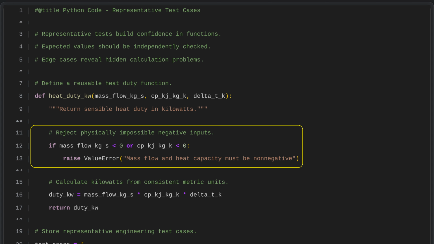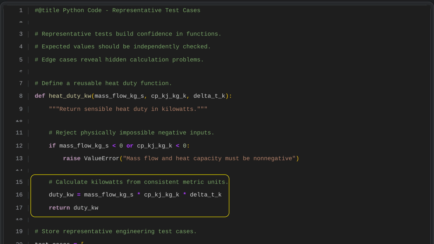The code validates that mass flow rate and heat capacity are not negative. If either input is below 0, it raises an error because these values must be physically meaningful for heat duty calculations. The calculation finds sensible heat duty in kilowatts by multiplying mass flow rate, specific heat capacity, and temperature change. Using consistent metric units keeps the result accurate and coherent.